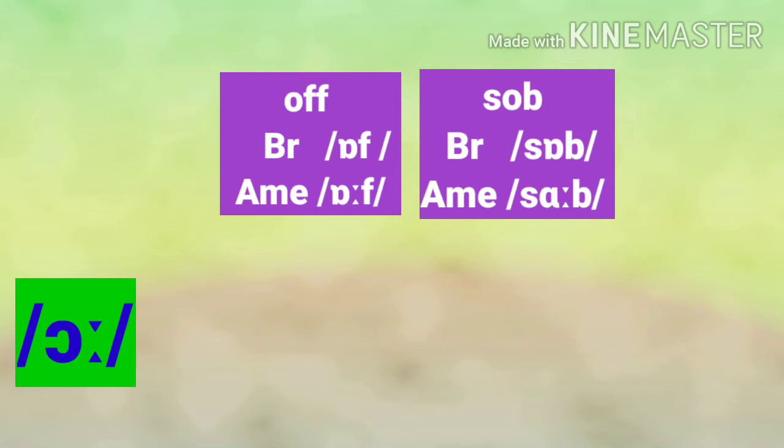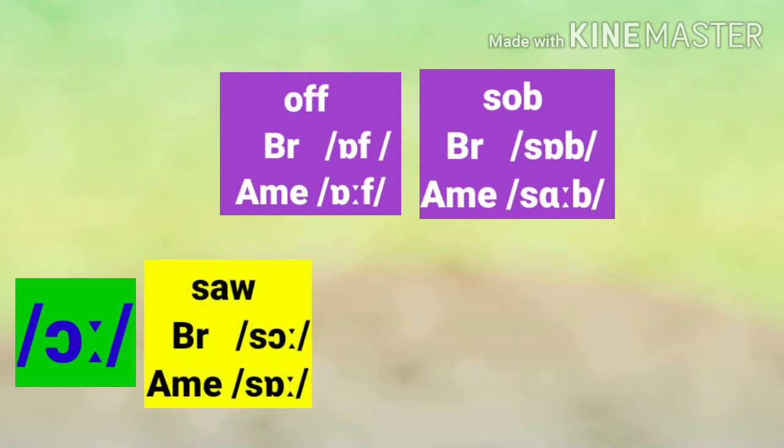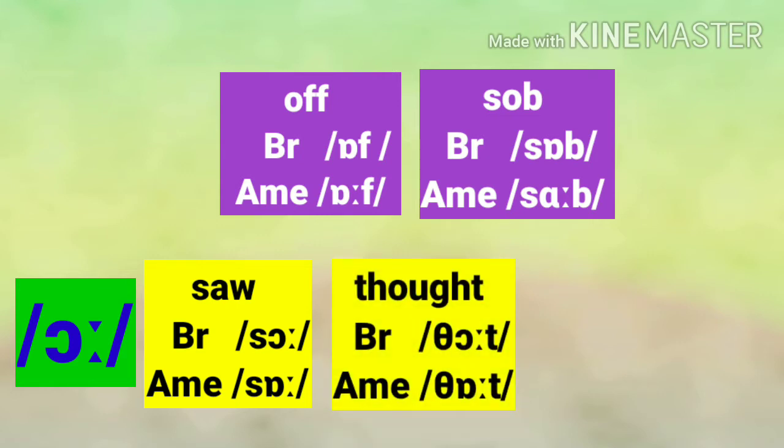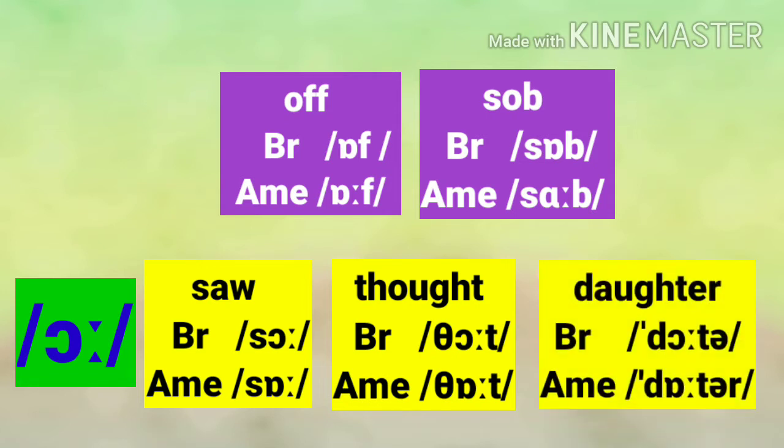And this symbol in British accent, it is O. In American accent, it is A. So this word is pronounced saw in British accent, saw in American accent. Thought in British, thought in American. Daughter in British and daughter in American.